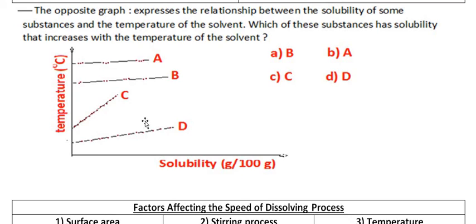Here in this diagram, as it is clear here, as the temperature increases, the solubility increases. This is a direct relationship: increase, increase, and so on. For solids, solid solutes have solubility which increases by increasing the temperature.